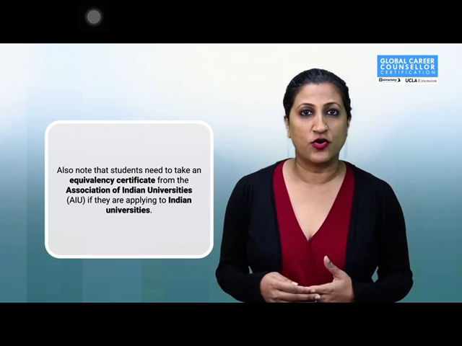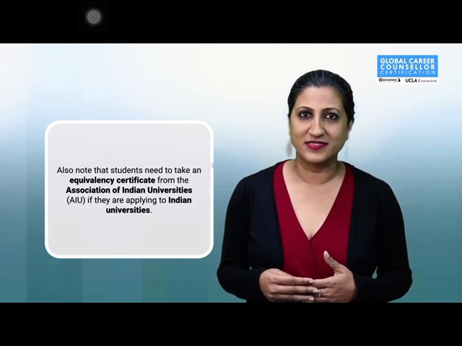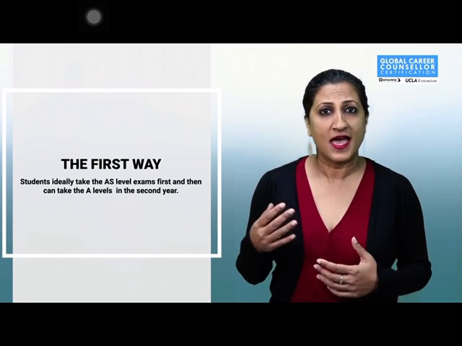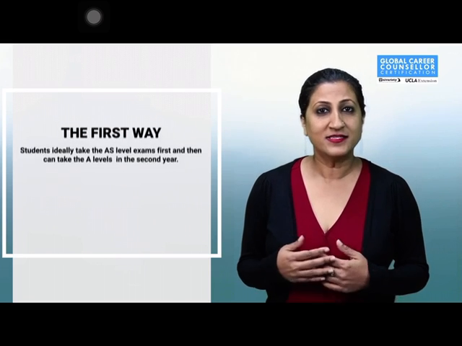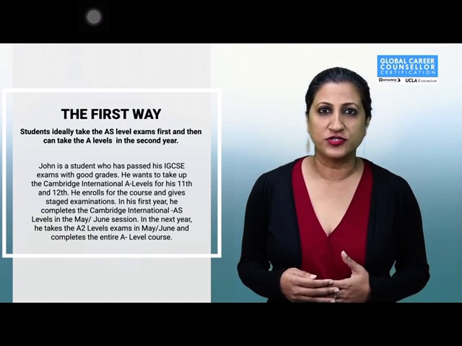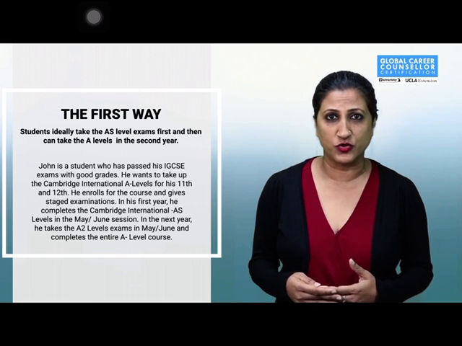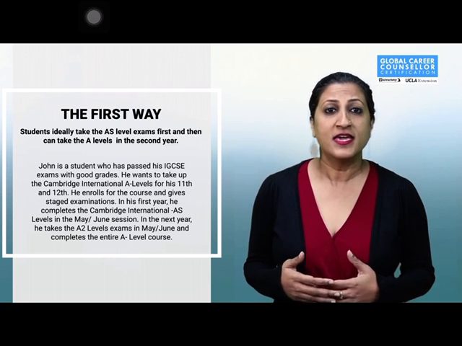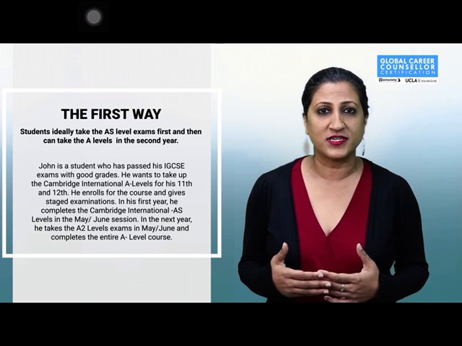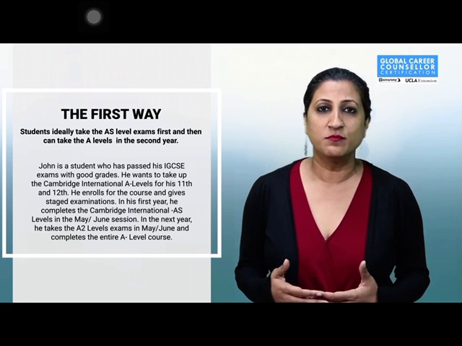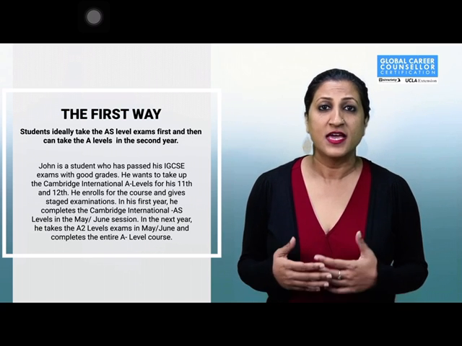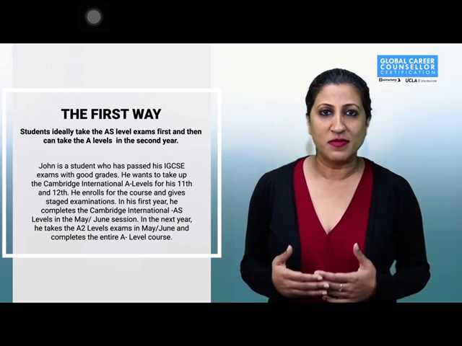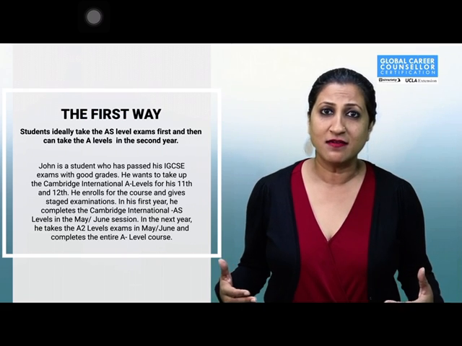There are 3 ways in order to take the Cambridge International A-Levels exams. The first way, students ideally take the AS level exams first and then take the A-Levels in the 2nd year. Let's look at the example of John. John is a student who has passed his IGCSE exams with good grades. He wants to take up the Cambridge International A-Levels for his 11th and 12th. He enrolls for the course and gives staged examinations. In his first year, he completes the Cambridge International AS levels in the May-June session. In the next year, he takes the A2 levels exams in the May-June session and completes the entire A-level course.